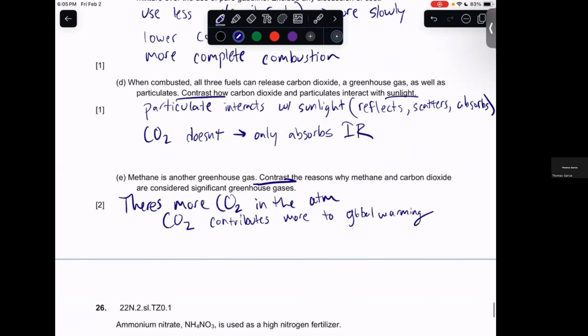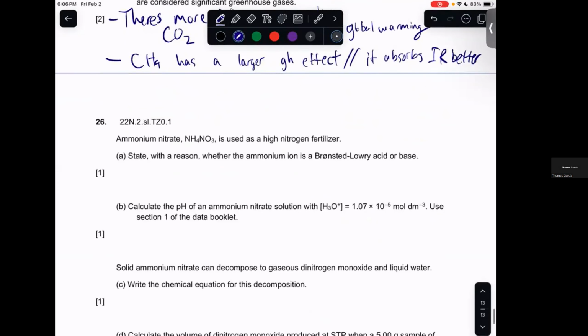The other main difference is that methane, CH4, has a larger greenhouse effect, basically meaning it absorbs IR better. You need both of those to get both points.